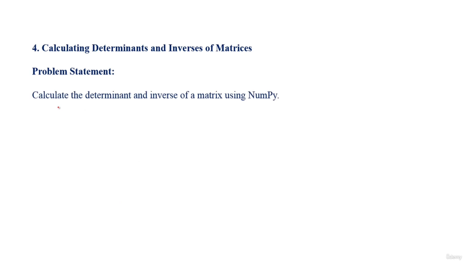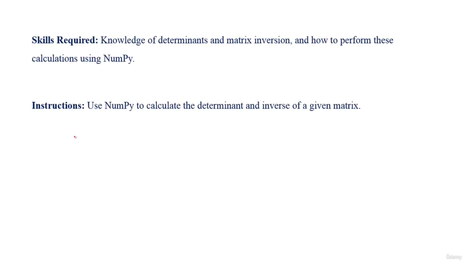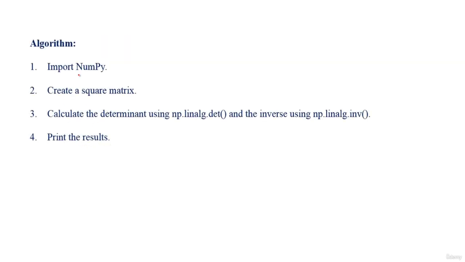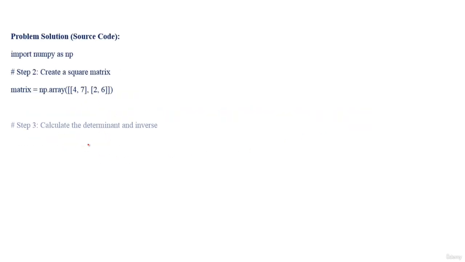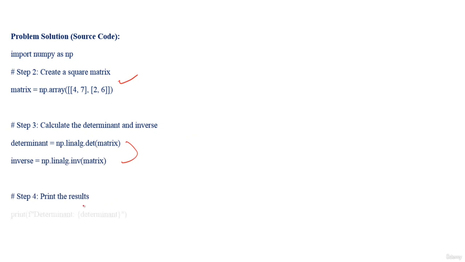The fourth problem statement is to calculate the determinant and inverse of a matrix using NumPy. Its skills required and instructions are there, and the algorithm steps that you have to follow. Importing NumPy, create a square matrix, calculate the determinant using np.linalg.det and the inverse using np.linalg.inv, and finally show the result. This is the problem solution. First of all, you create a 2-dimensional array, then calculate the determinant and inverse. So these are the 2 methods, and we show the result.